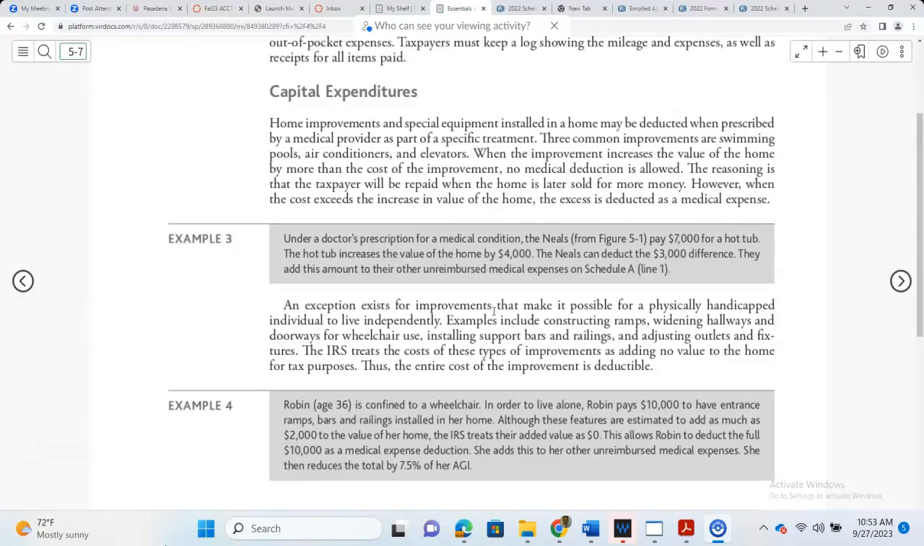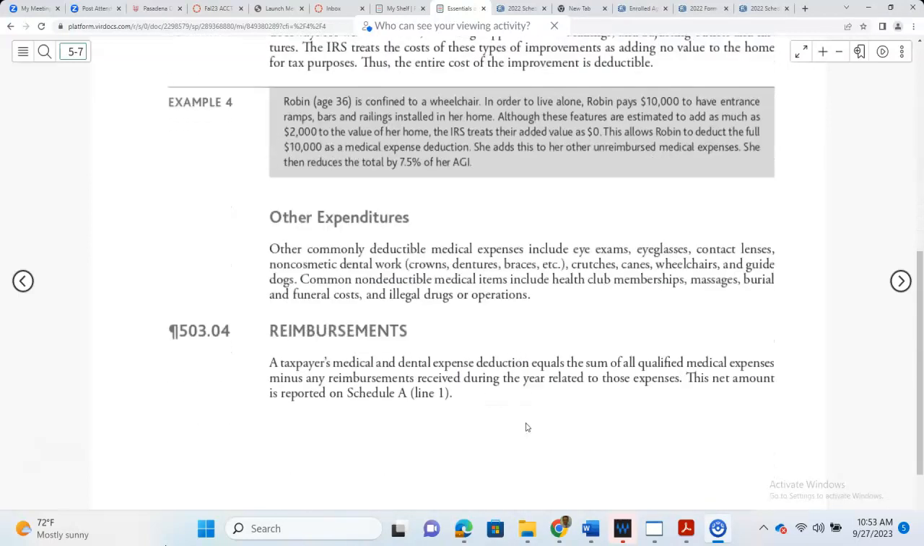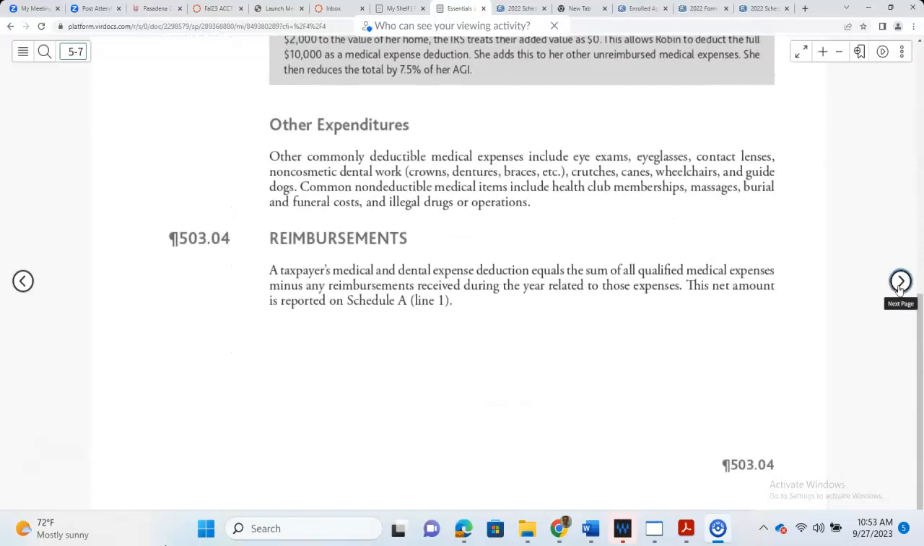An exception exists for improvement that makes it possible for a physically handicapped individual to live independently. Examples include constructing a ramp. So that is 100% medical expense. Widening hallways and doorways for wheelchair use, and those types of things. So yes, that will be deductible. And let's keep going.